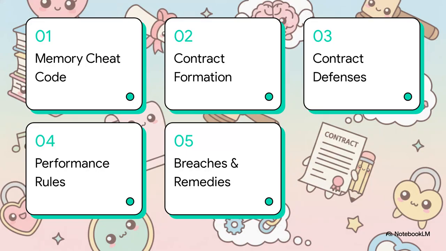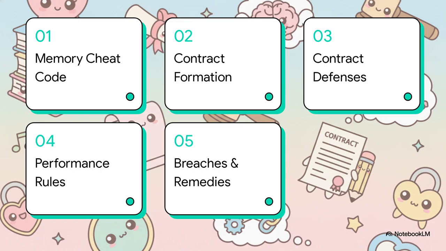So here's our roadmap for today. 1. The contract memory cheat code. 2. Contract formation with good frogs. 3. Contract defenses using LDU-MUMC. 4. Performance rules via plump cows. And 5. Conditions, breaches, and remedies. We're literally following the natural chronological life cycle of a contract here, from its birth to its potential death.